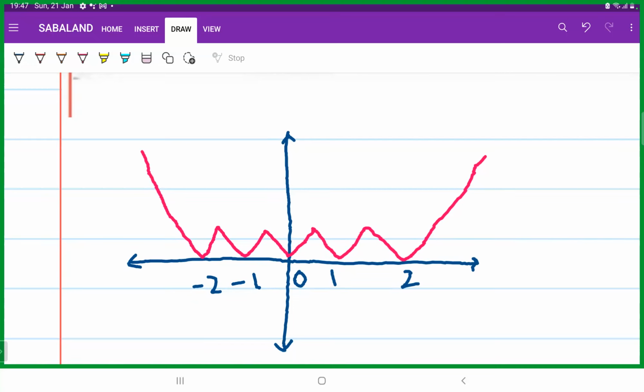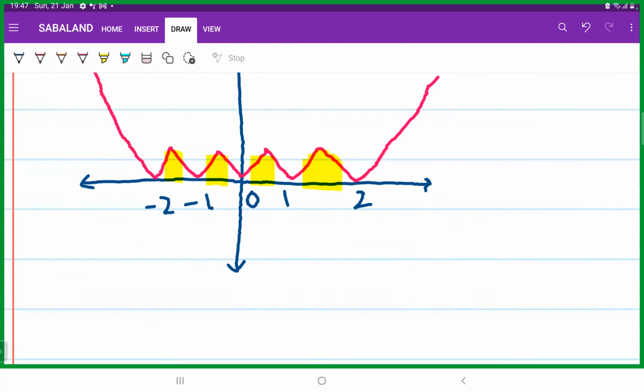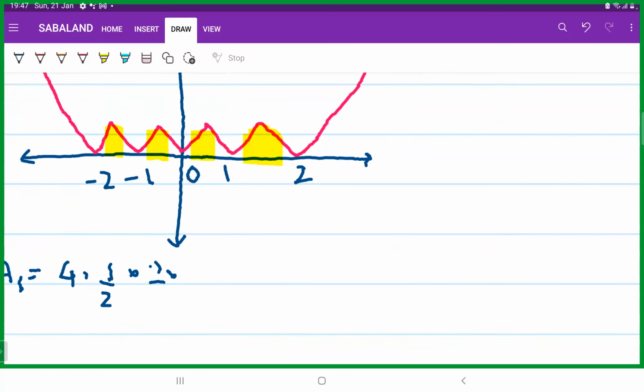Let me do one thing. This is the area of the triangle. The region which has been shaded, let this be the area of the triangles. The area of the triangles, let this be A1, will be equal to 4 into half, and this height is 2. Sorry, my stylus is not working properly. Half into 2 into 1, which will basically be equal to 4 unit square, right?